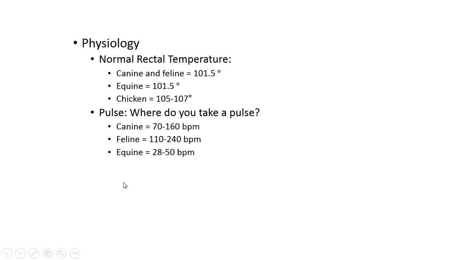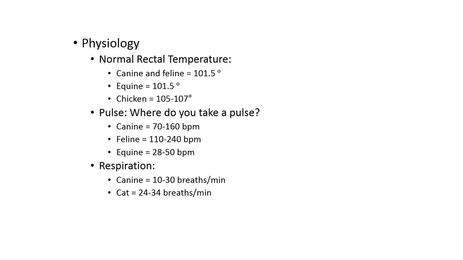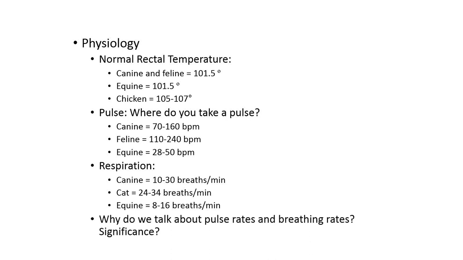Now, elevated pulse is one indication of pain in animals, so you should know the normal pulse on a dog, cat, and horse, or whatever it is that you're treating, and check these pulses on a regular basis. Respiratory rate in dogs about 10 to 30 breaths per minute. Cats about 24 to 34 breaths per minute. Horses about 8 to 16 breaths per minute. And again, we talk about pulse rates and breathing rates because they can be signs of pain. Respiratory rate will elevate with pain, as will pulse rate. So just something to keep tabs on to help try to determine if the animal's in pain.